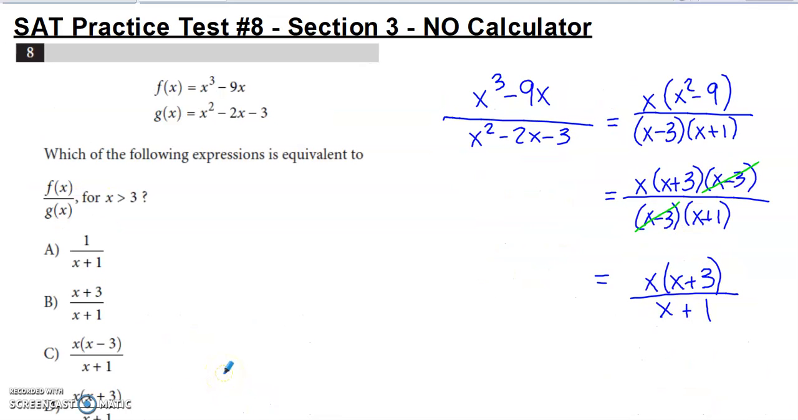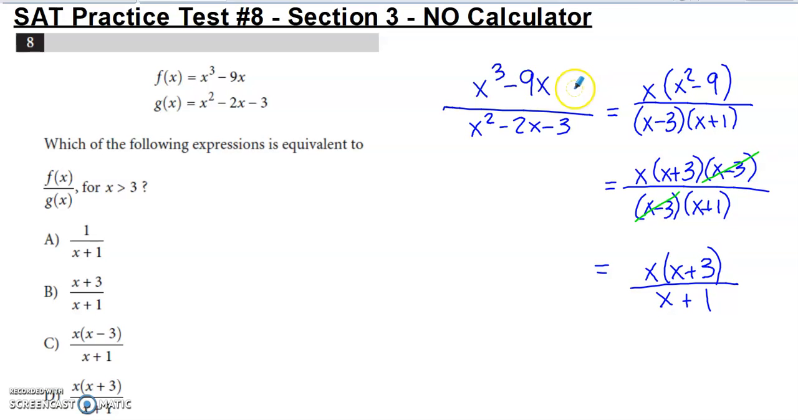The next question here gives us f of x and g of x, and then they ask us to try to decide which of the following expressions is equivalent to this for x above 3. Now, f of x divided by g of x is pretty easy to compute, right? It's going to look like this. And you say, well, what's the big deal here? F of x divided by g of x. It's right there. You look at the options, and none of the options match with this fraction right here. So there's obviously going to be a little bit more that goes into this.